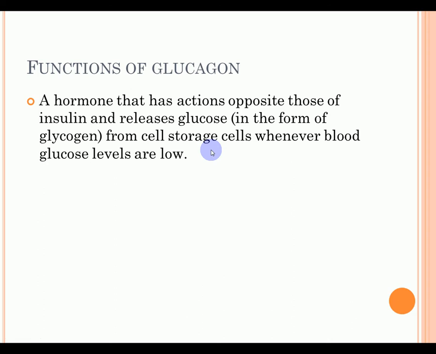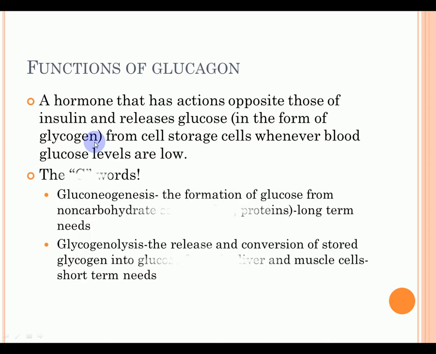So we have glucagon, and we know from the slide before that it is secreted by the alpha cells of the islets of Langerhans. Then you have the other G words here. You have glucose, because that's what it releases. And then you have how it's stored, and its storage form is glycogen. So a lot of G words to keep straight. So let's talk about a few more G words.